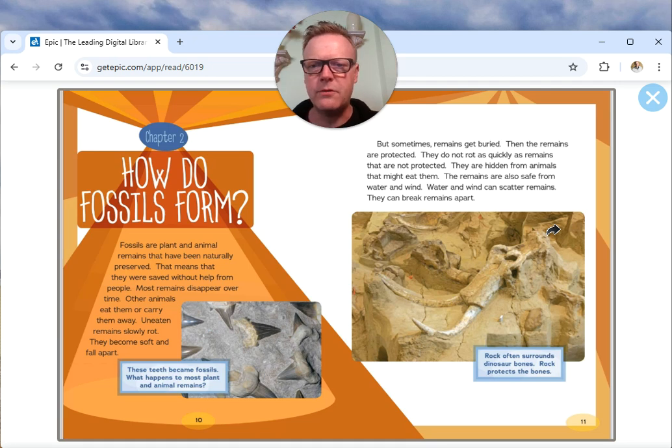Chapter 2, How Do Fossils Form? Well, listen, I think we'll stop right there. It's a good place to stop. When we come back, we're going to answer that question. How do fossils form?